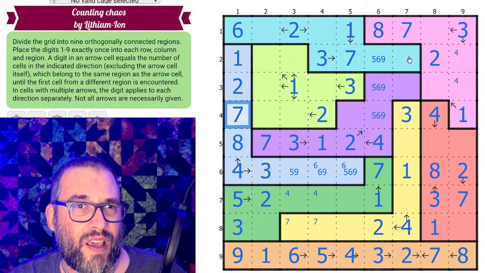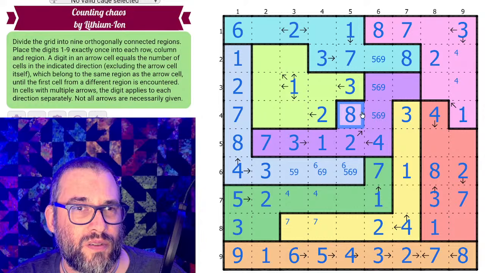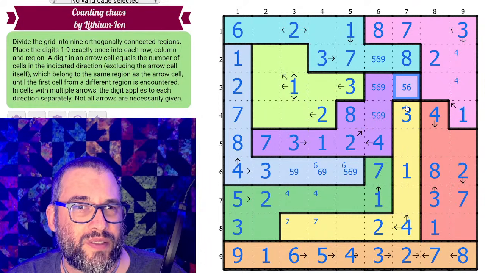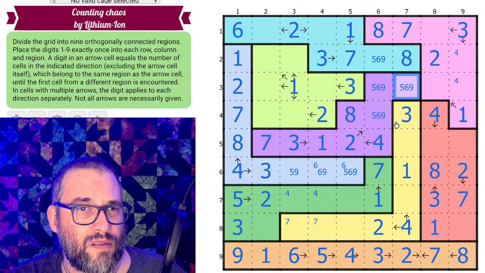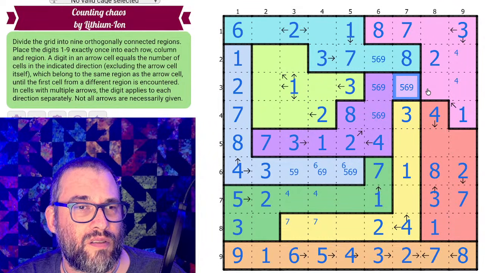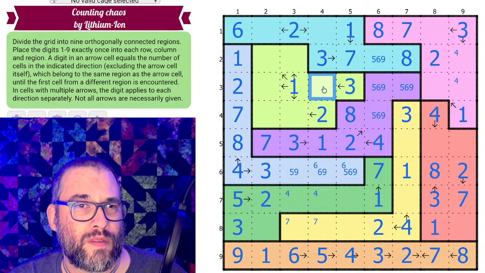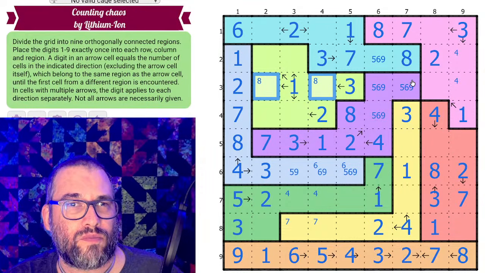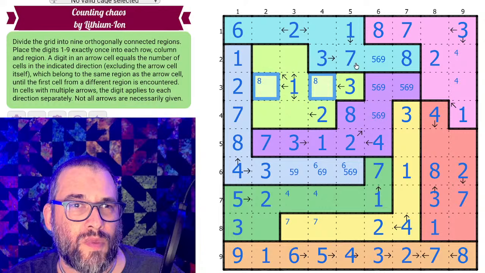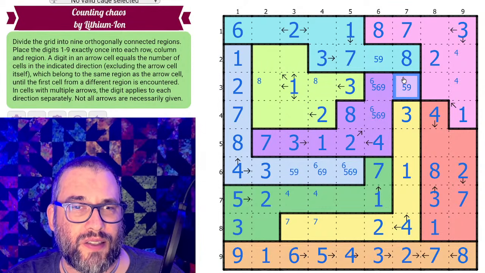Let's see. 8 in light blue. 8 in purple. This is 5, 6, or 9. One of these is an 8. This sees 6 in its region. So one of these is 6, so that's not 6.